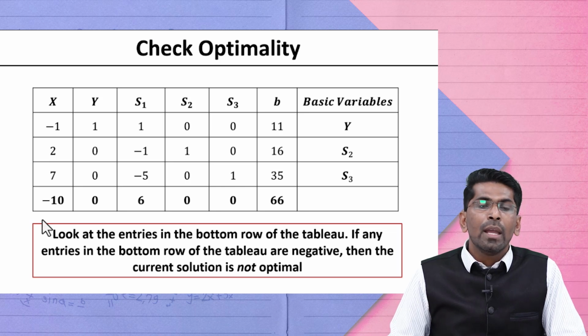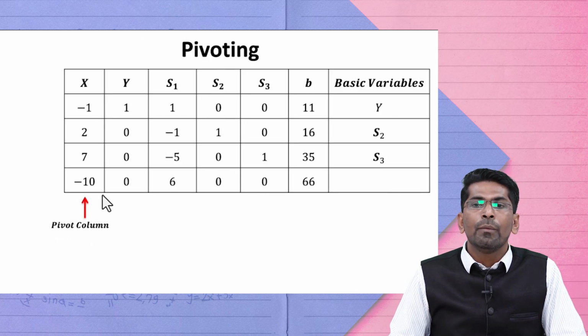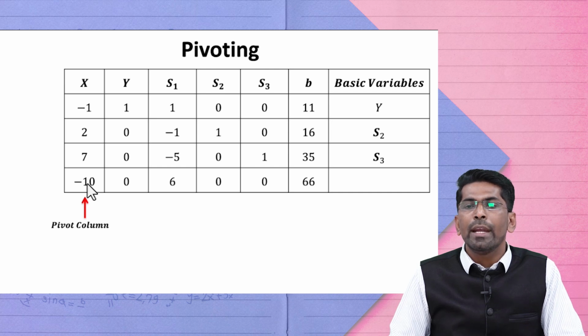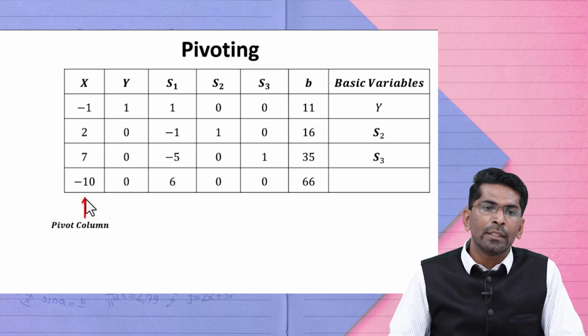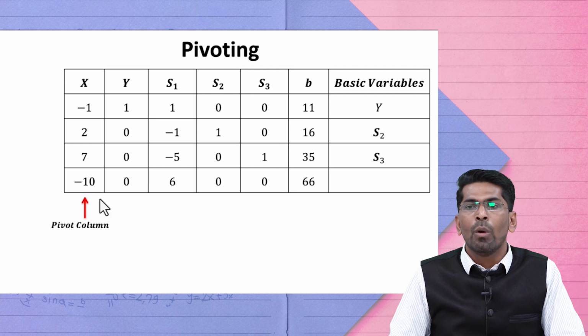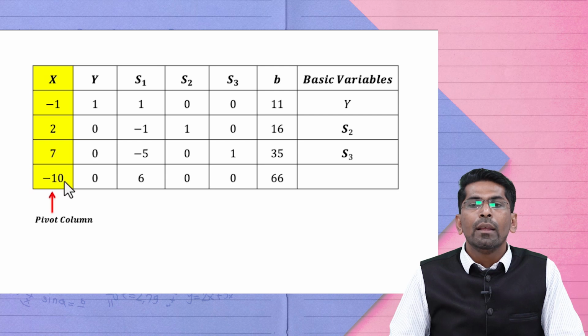So here we have the least value, that is the most negative entry in the bottom row. Here it is only one value, which is minus 10. So we are going to pick the smallest negative value in the bottom row, which is equal to minus 10, which is considered as the pivot column. So this is the column marked as pivot. I am highlighting it here. Then we find the pivot row.